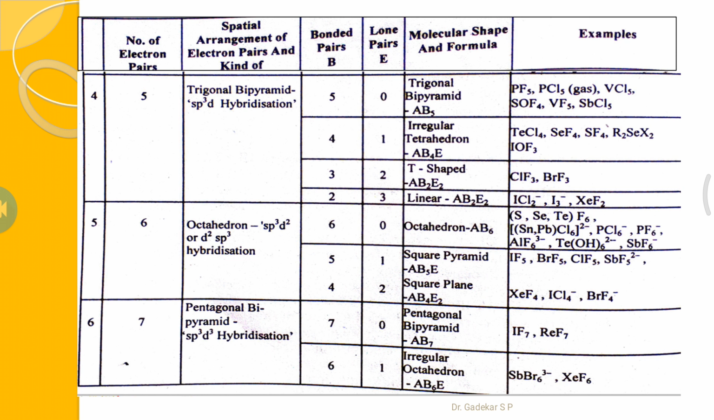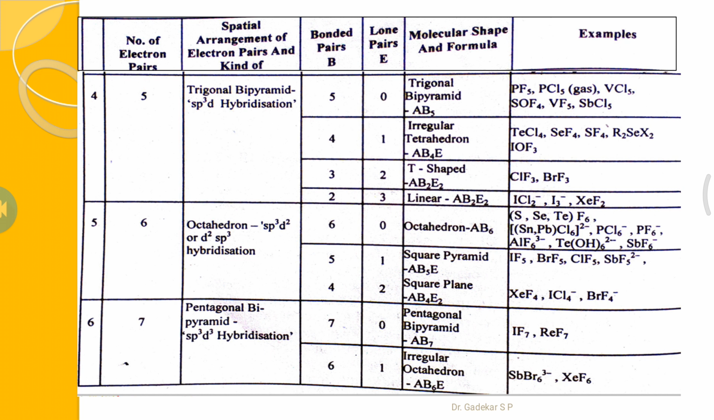When 6 bond pairs are present, the molecule has an octahedral shape, for example sulfur hexafluoride, selenium hexafluoride, etc., PCl6-. It is an example. Another case, octahedral geometry with d2sp3 hybridization: 5 bond pairs and 1 lone pair form a square pyramidal shape. Okay, IF5.